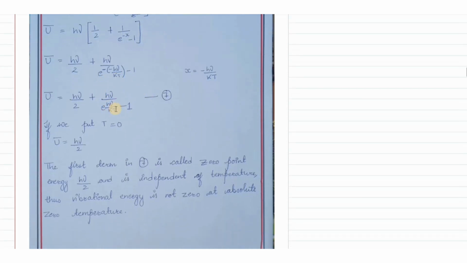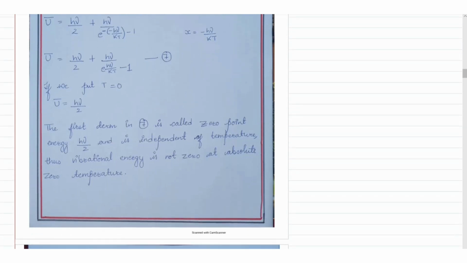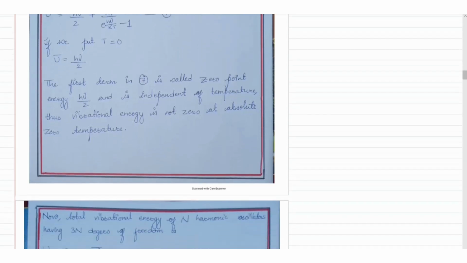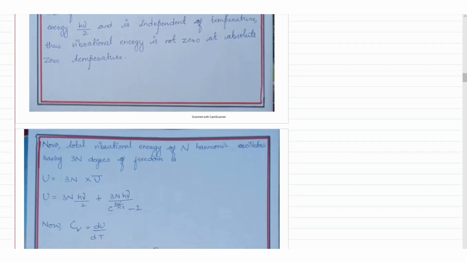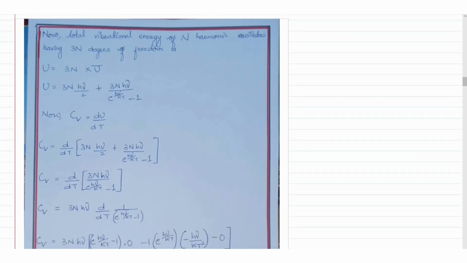Now if we put T equal to 0 in equation number 7, this whole term is equal to 0. So the only term left behind is u bar equal to h nu by 2. So the first term in equation number 7 is called the zero point energy, h nu by 2, and it is independent of temperature. Thus vibrational energy is not 0 at absolute zero temperature.